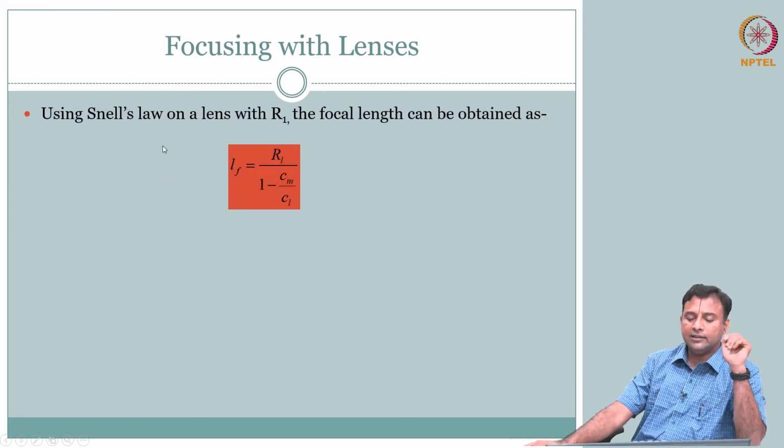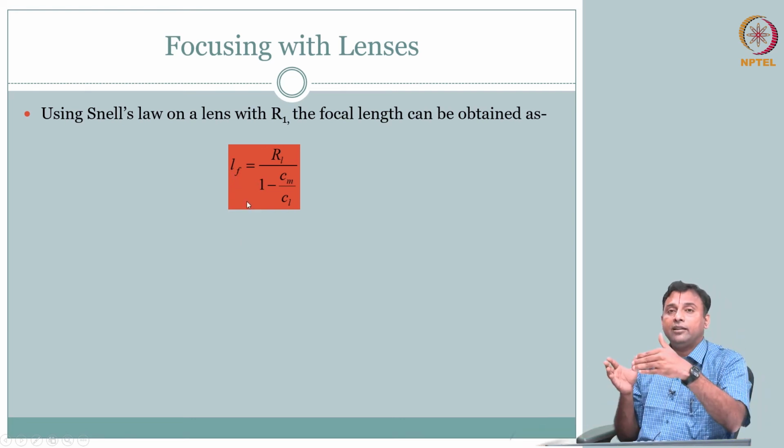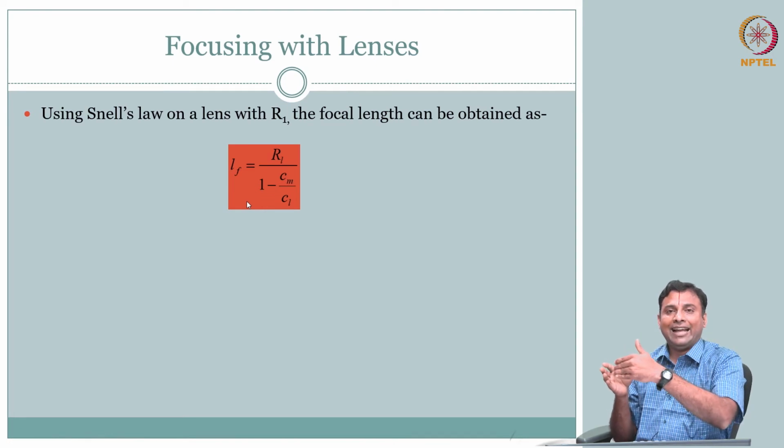So what this does is, you can use the same Snell's law. If you do that, you can get your L_F, the length of focus, given the geometry, right? You have your R_L, so you can get R_L by 1 minus C_m by C_l. So this is fine. What are we interested in? What is at L_F? This is where the beam profile is narrow.